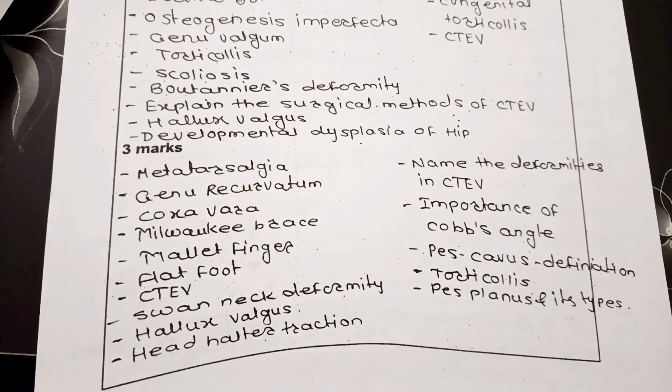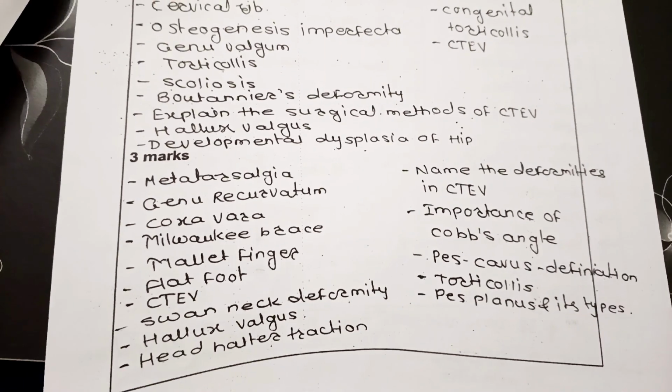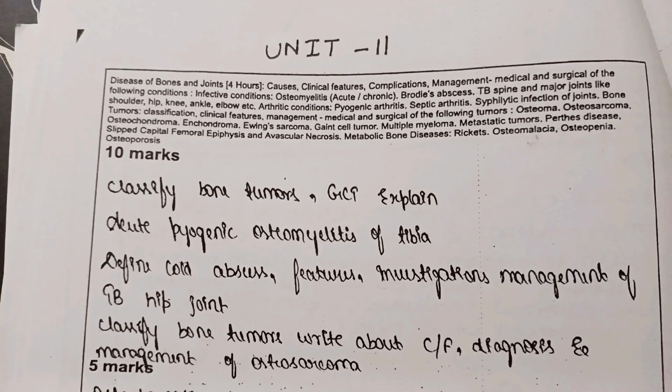Now, moving on to the important 3-mark questions. The first one, metatarsalgia, genu recurvatum, coxa vara, Milwaukee brace, mallet finger, flat foot, CTEV, swan neck deformity, hallux valgus, head halter traction. Name the deformities in CTEV. Importance of Kite's angle, pes cavus, its definition, torticollis, pes planus and its types. Now, moving on to the next chapter, that is diseases of bones and joints.